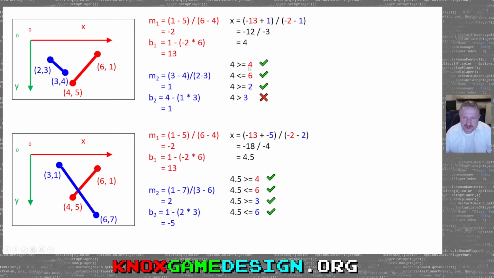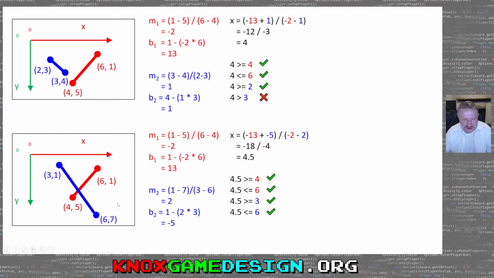So we check on the first line: 4 is greater than or equal to the minimum x, which is 4, and the maximum x is 6. So 4 is between 4 and 6 inclusive. Then we check and see if 4 is on the second line. The second line goes from x value 2 to x value 3. So 4 is greater than 3. That means that 4, where the two lines cross, doesn't exist on this second line segment. So these two lines don't cross.